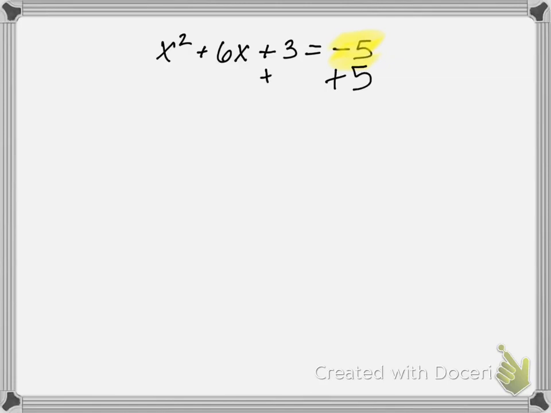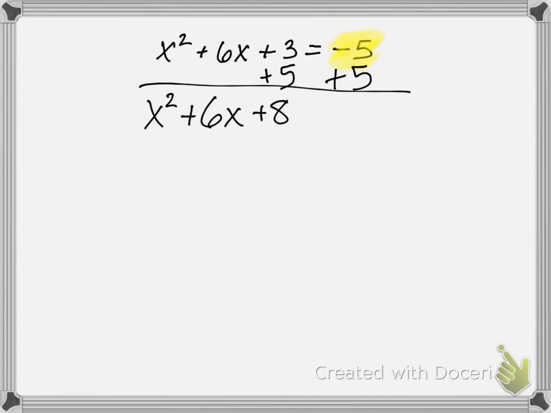I'm going to put it under the like term, and then bring down whatever's left. So our new equation is in standard form, it equals 0, so we can move on to step 2. Step 2 is identifying a, b, and c.